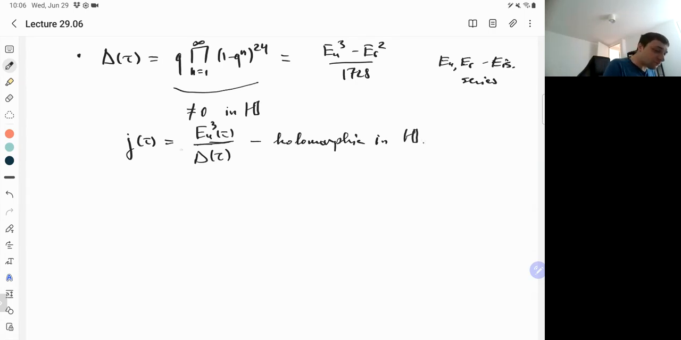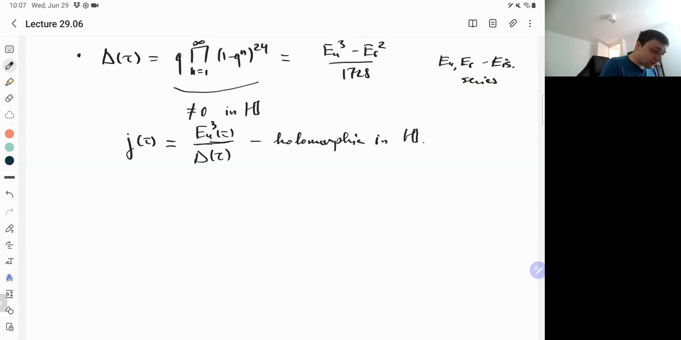Okay. And this non-vanishing is quite important. It makes the delta function very useful for changing weights in certain problems, because you can always multiply by delta or a power of delta. Another nice thing is that you can take any rational power of delta. It's still a well-defined function on the upper half plane. So that will come into play maybe tomorrow more prominently.